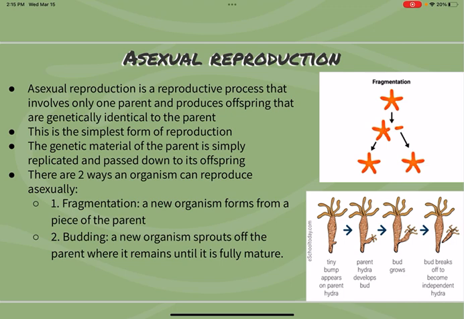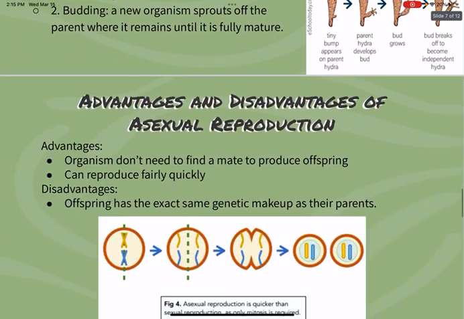So that's pretty cool. There's also a way called budding, which is where a new organism will start to grow off of the original parent, and then once it's ready, it will fall off and start growing itself right next to the parent plant. A lot of plants do that as well. Some animals will do it too. But those are two methods of asexual reproduction.